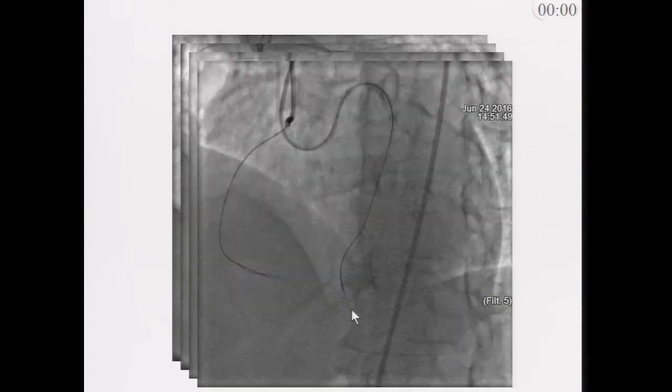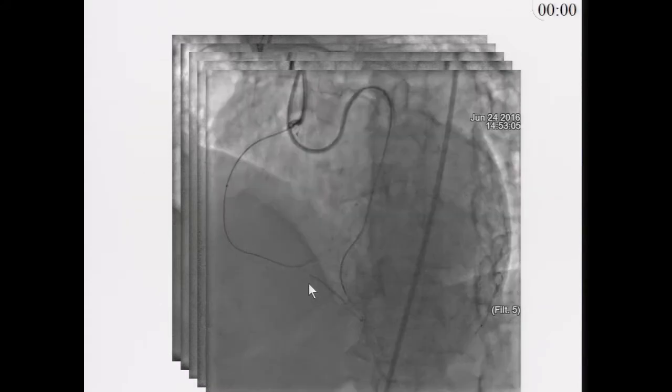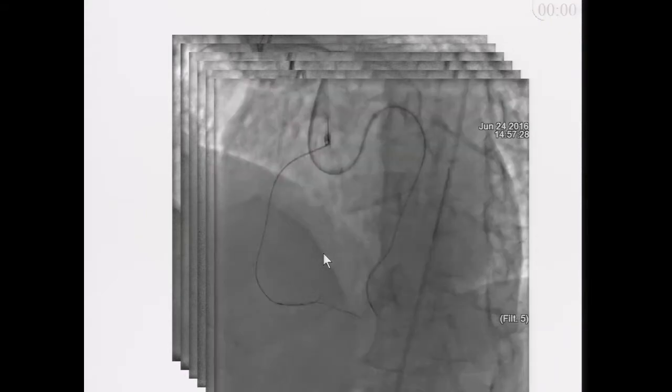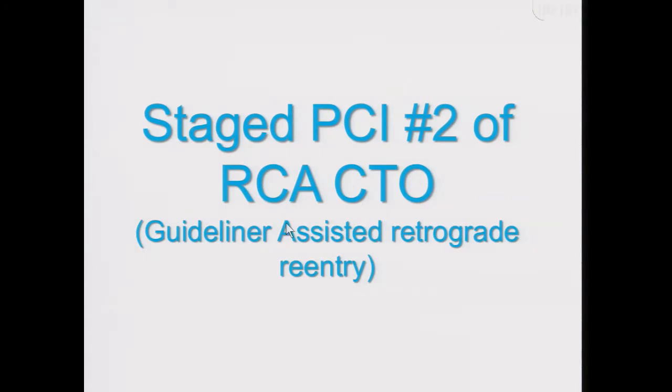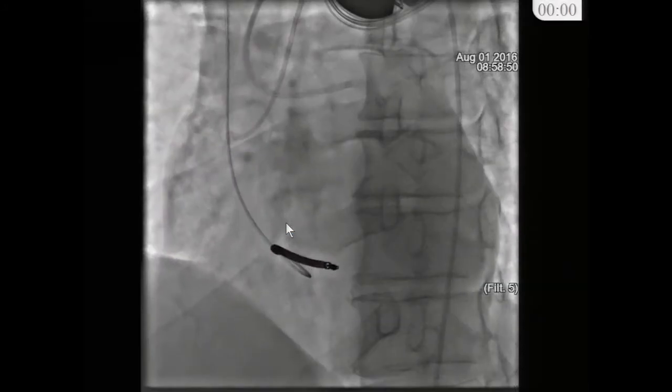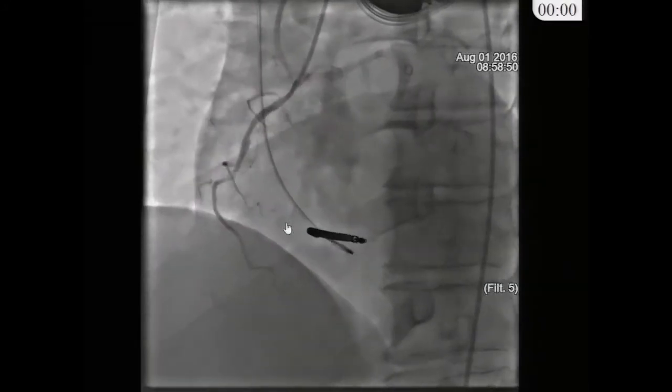So here we have the antegrade wires trying to go forward, retrograde wires trying to go backwards with any technique, because the subintimal space was so large and it was a spiral dissection, I was not able to really get it back into the true lumen. Here is the antegrade wire in the subintimal space. So what I did was I staged for another CTO procedure.